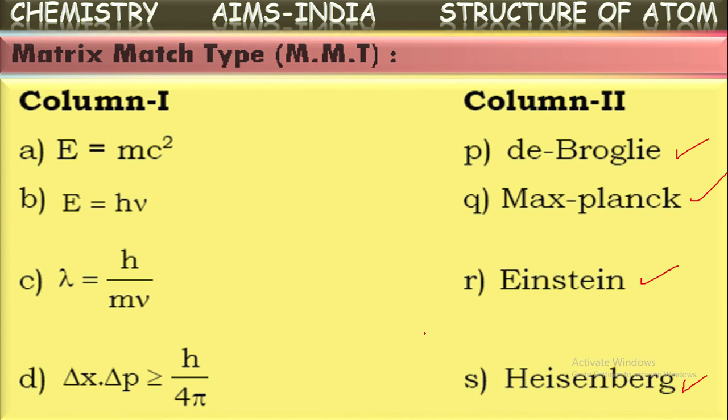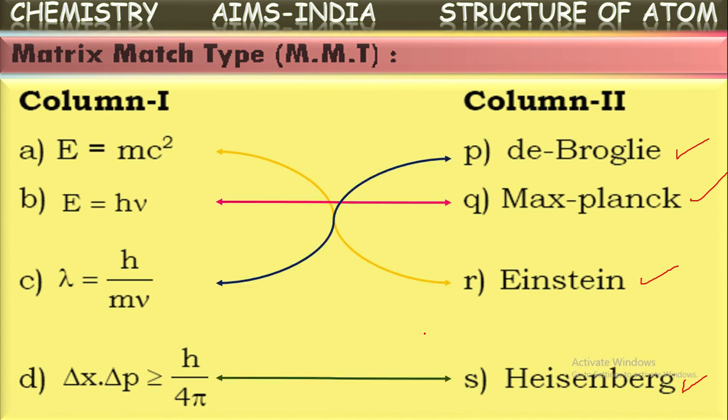Okay, now see the correct matching. E is equal to mc square, Einstein. E is equal to h nu, Planck's equation. Lambda is equal to h by mv, de Broglie's equation. And Heisenberg's uncertainty equation, delta x into delta p is greater than or equal to h by 4 pi. That is Heisenberg's equation. Okay, this is a correct matching.